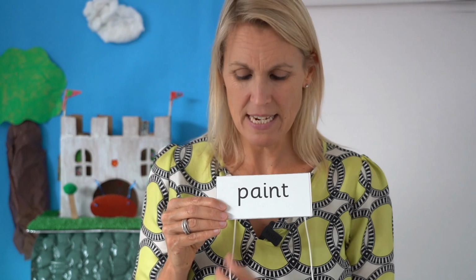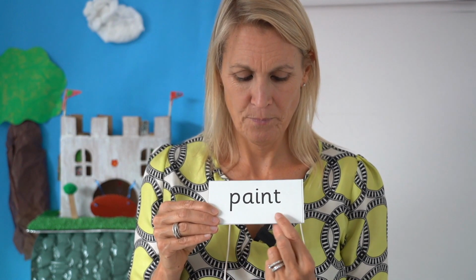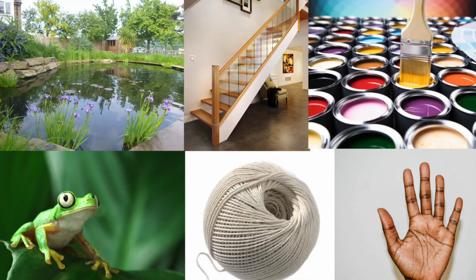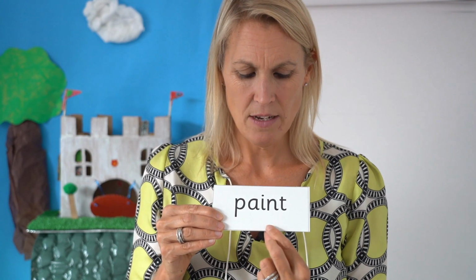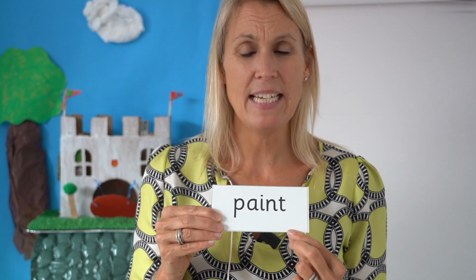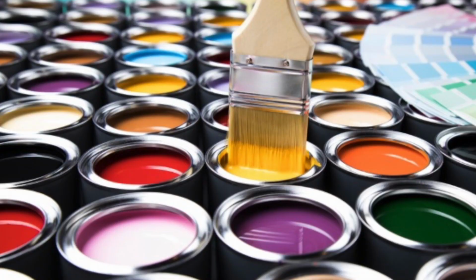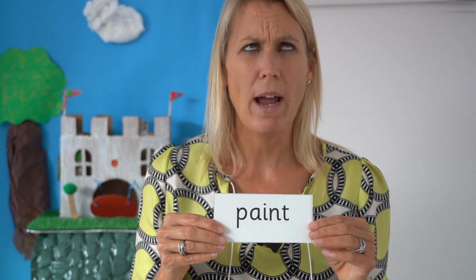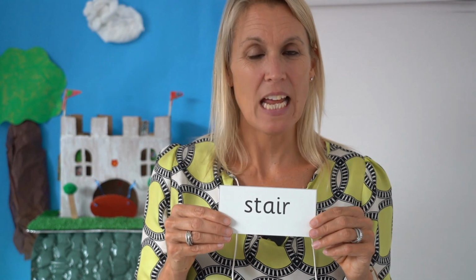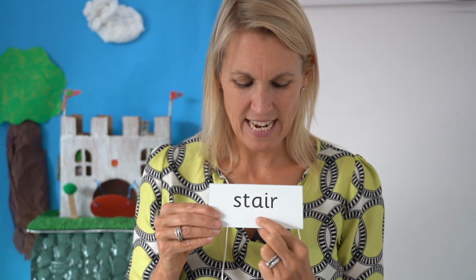Read each sound, then blend. Point to the picture that matches the word. Read it with me. Paint. Here is the picture of the paint. Did you get it right? Well done. Try this one. Can you spot the trigraph? Well done. Yes, there it is.